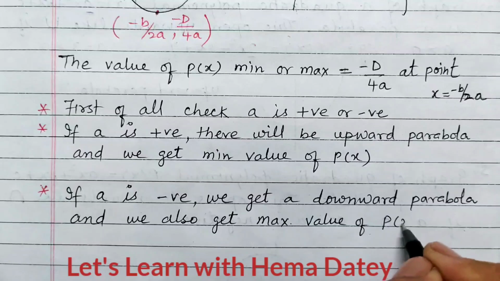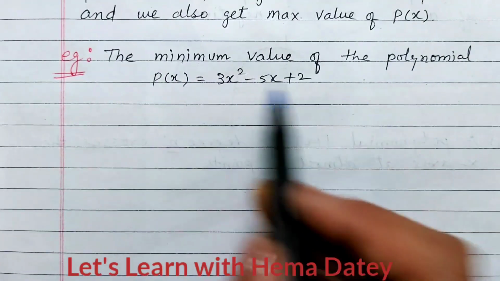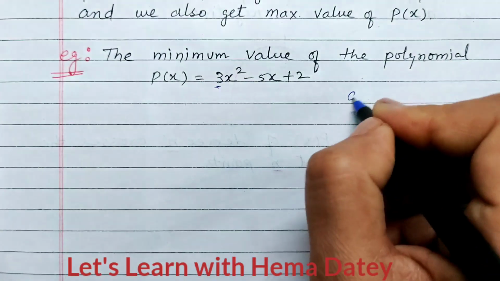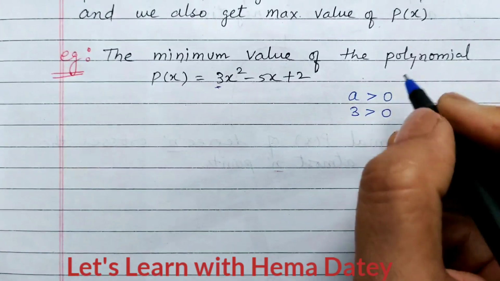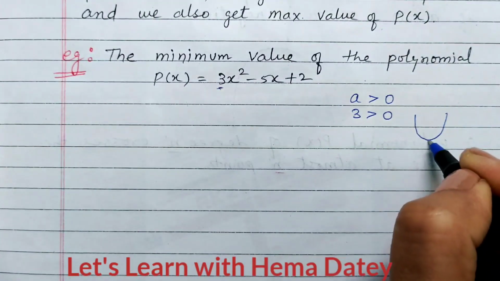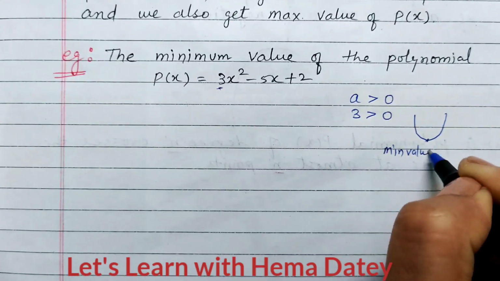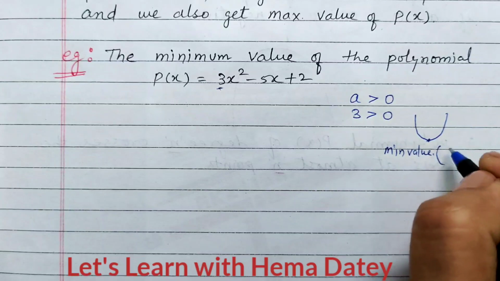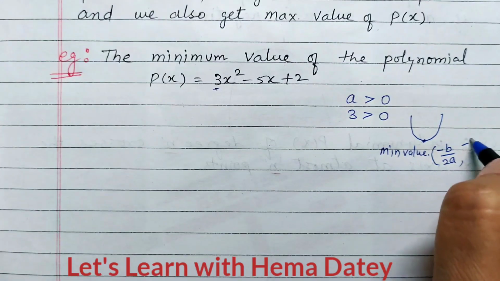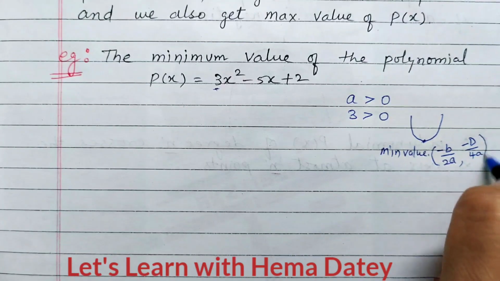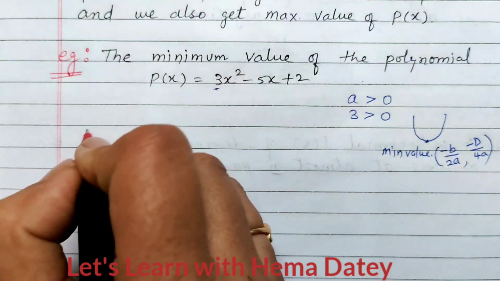Let's do an example for better understanding. Find the minimum value of the polynomial p(x) equals 3x square minus 5x plus 2. Here a is 3, which is greater than 0. It means the parabola will open upwards, and we will get the minimum value at this point. At this point, the x coordinate is minus b by 2a and the y coordinate is minus D by 4a. Minus D by 4a is the minimum value of the parabola.